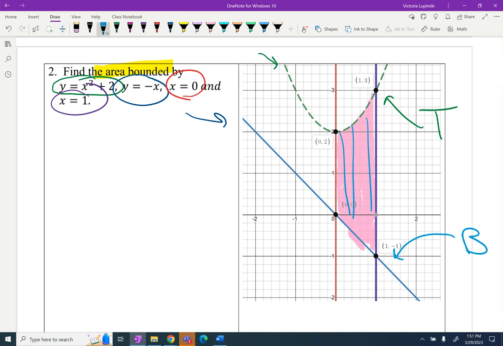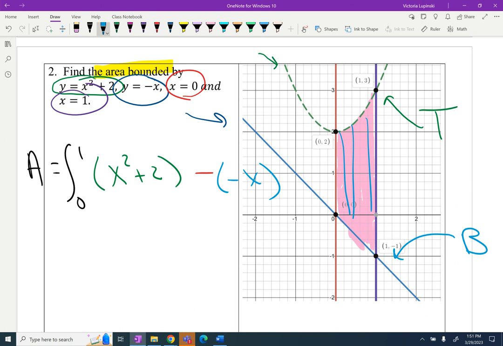Once you have highlighted the region, once you have identified top and bottom, go ahead and set up your area. So A for area equals the integration. Look at that pink region. Look at the points of intersection that I have shown you. From what x to what x does that region exist? It's just 0 to 1. Per the rules, you have to take the top curve, which is x squared plus 2. Then you have to subtract, that's the rule, you subtract the top minus the bottom, and the bottom curve is negative x.